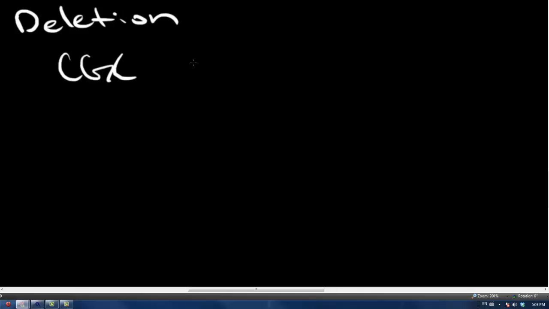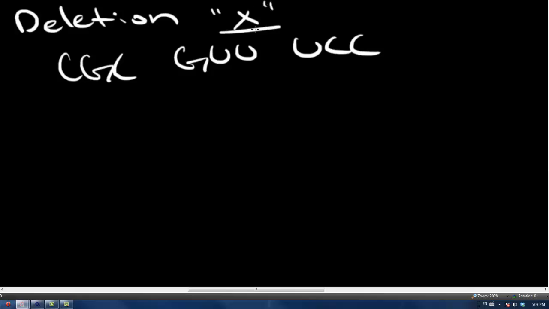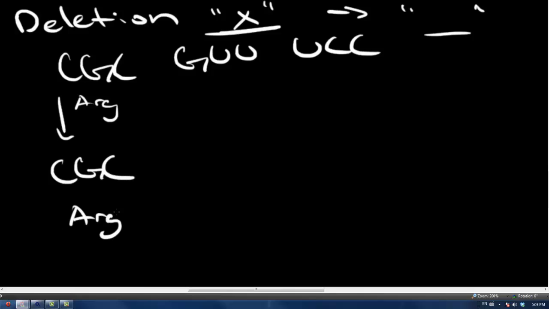Now moving on, when we have deletion, and once again I'll write this out. This is GUUUCC. In deletion, what's happening is one of these bases is being deleted. So we're going from base X to the lack of a base. There's nothing there. It's just gone. And so once again, this is ARG, and so this is still CGC. This is ARG. But now what happens if I get rid of this G?